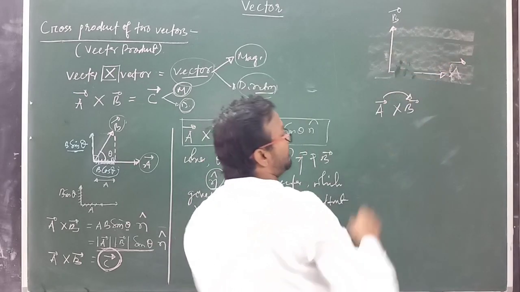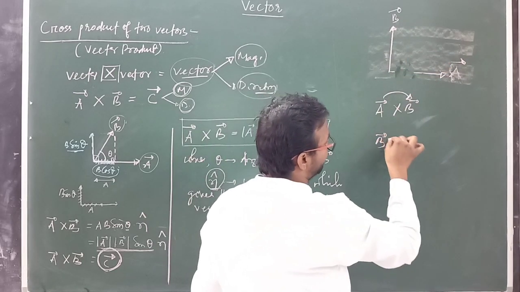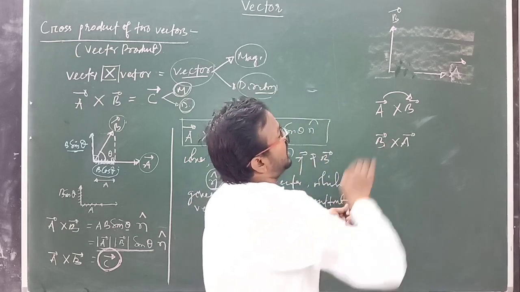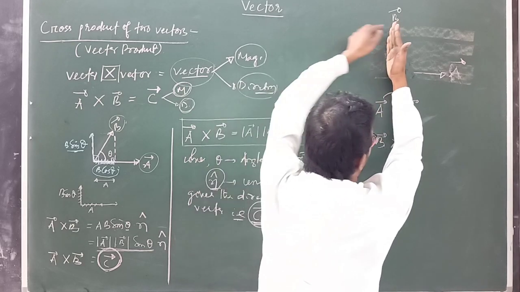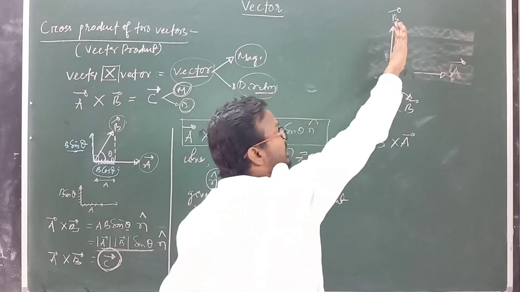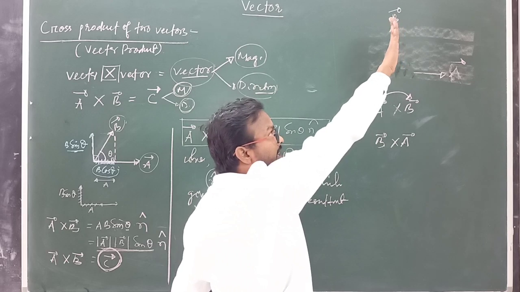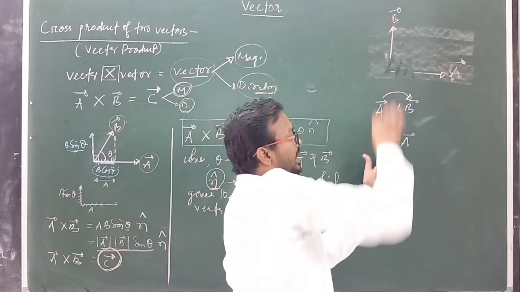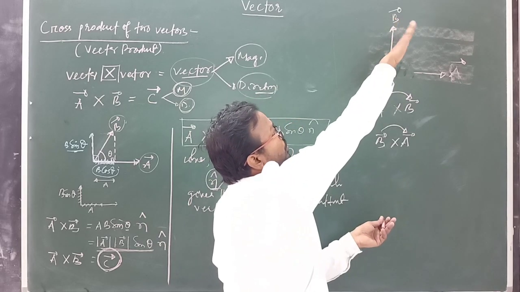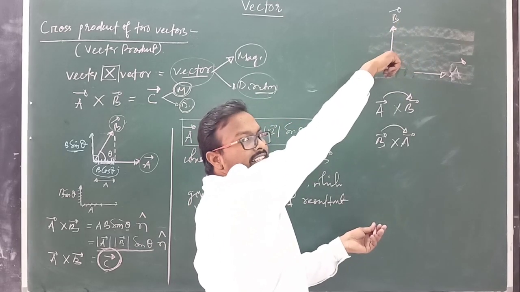Suppose B cross A, I am writing here B cross A vector. First we have to place the palm on B vector, then curl the fingers from B to A. First we have to inverse the direction here. Clear? Curling from B to vector A, then B to A means inward direction. Clear?